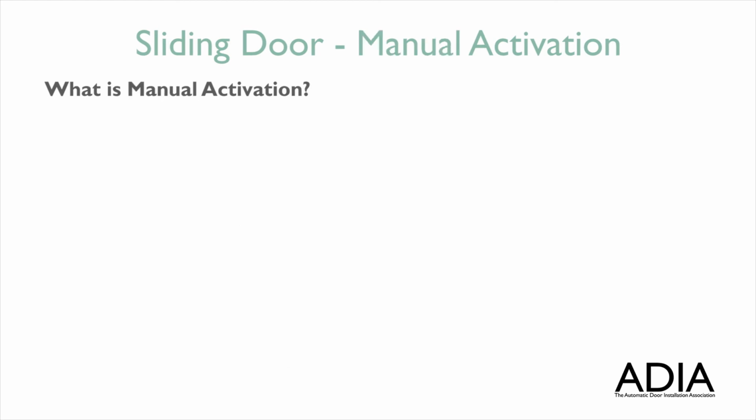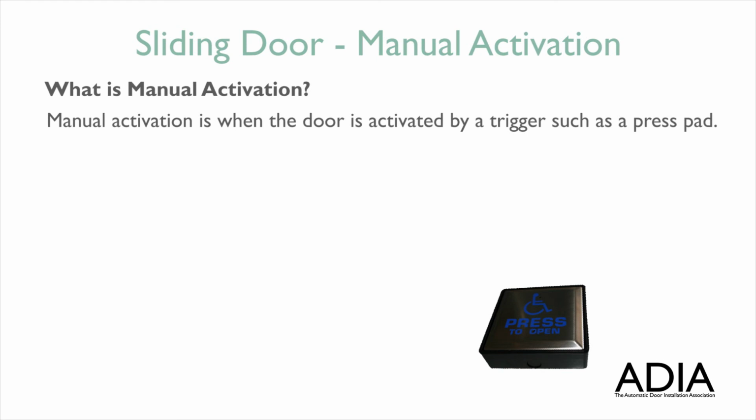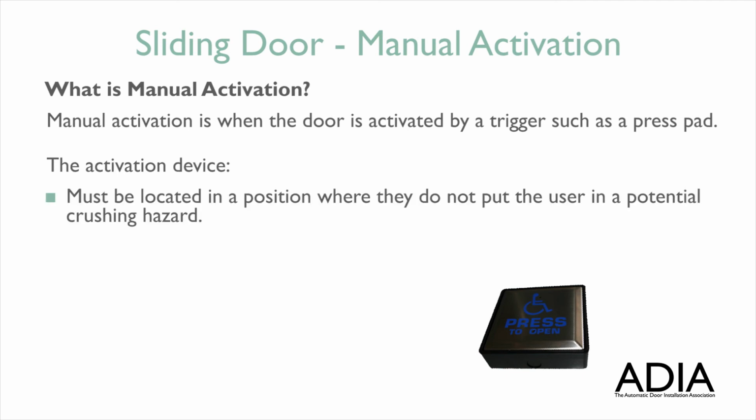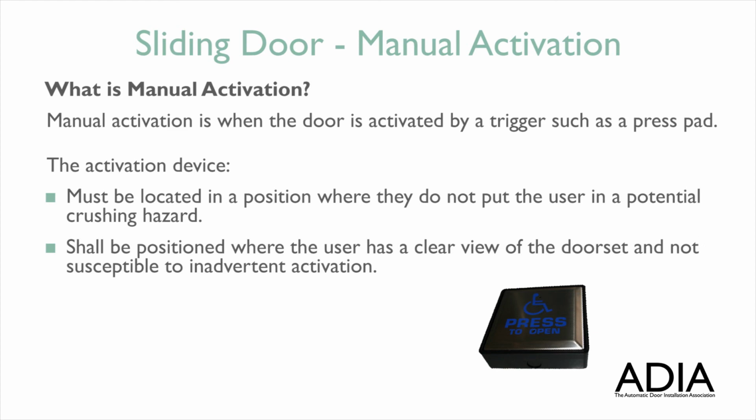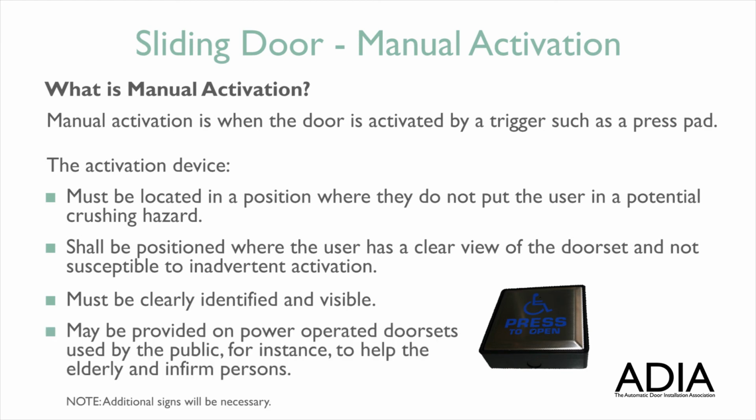What is manual activation? Manual activation is when the door is activated by a trigger such as a press pad. The activation device must be located in a position where it does not put the user in a potential crushing hazard. It shall be positioned where the user has a clear view of the door set and is not susceptible to inadvertent activation. It must be clearly identified and visible. It may be provided on power-operated door sets used by the public, for instance, to help the elderly and infirm persons.